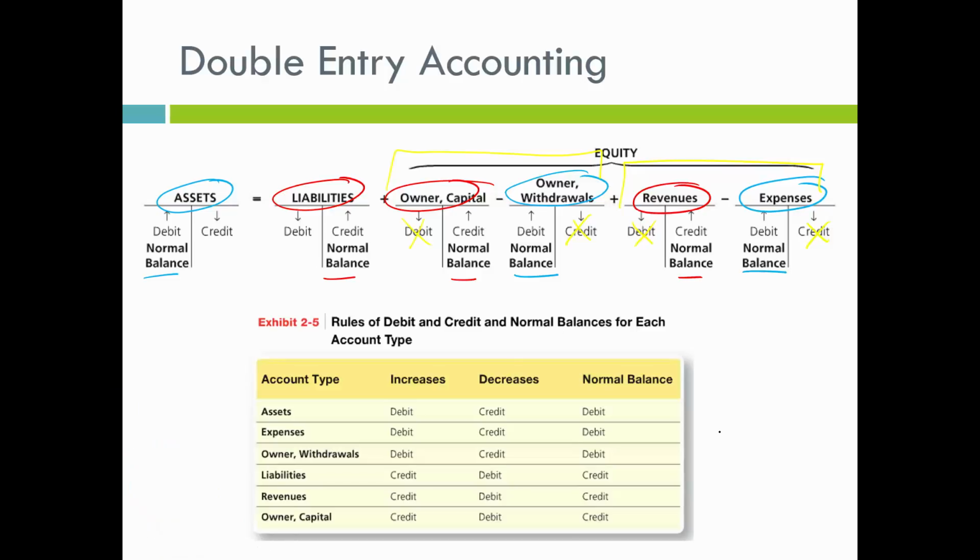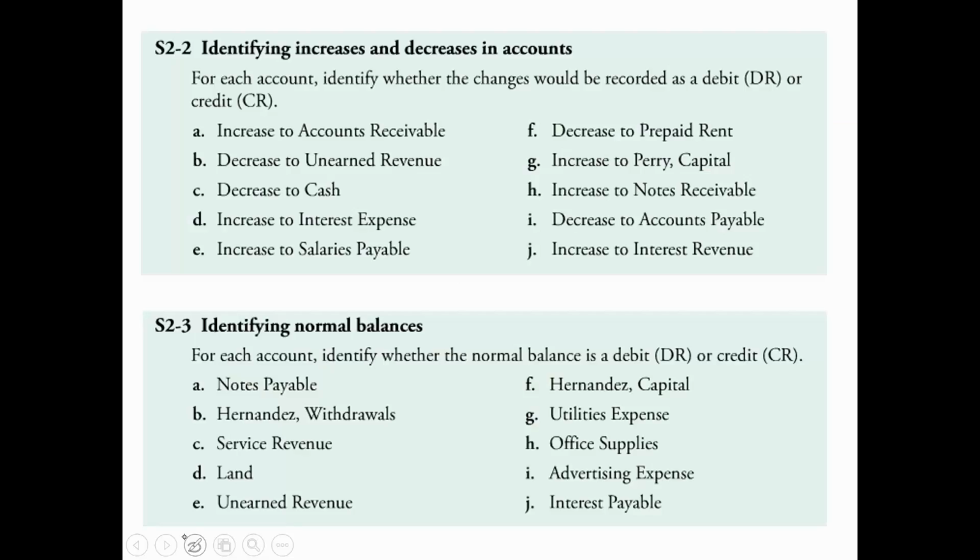And here's another way. This is the same information in a chart form instead of the accounting equation. And like I said, if that makes more sense to you, you can memorize it, you can keep it handy, you can use that and just keep referring back to it. So this is just a couple practice problems here. For each type of account, you would say whether this would be recorded as a debit or a credit. So an increase to accounts receivable. I know that accounts receivable is an asset, so to increase that, I would debit it.